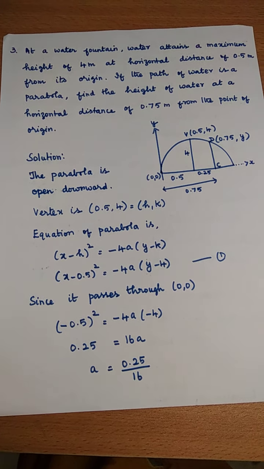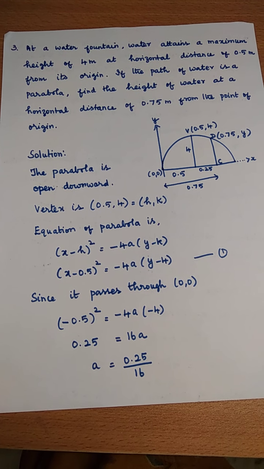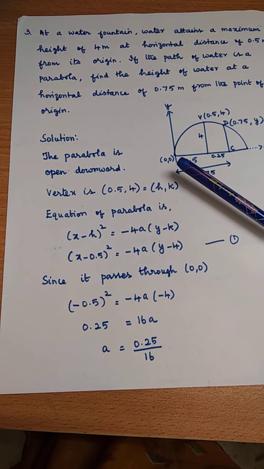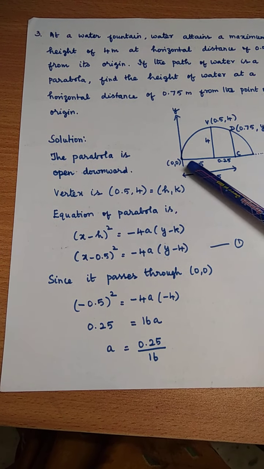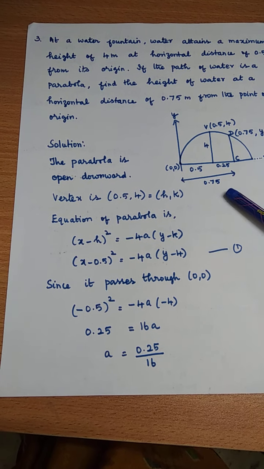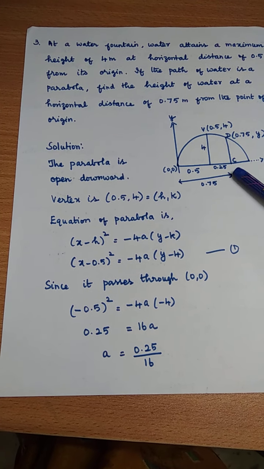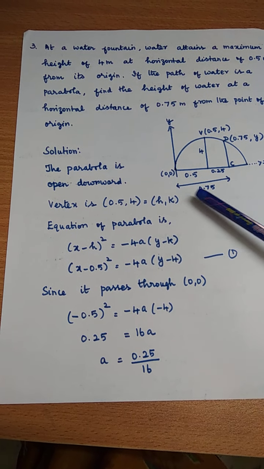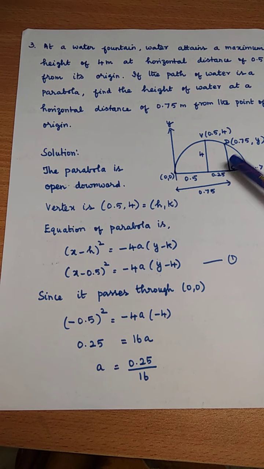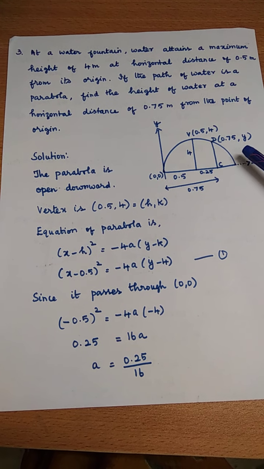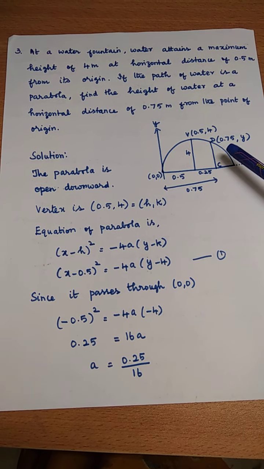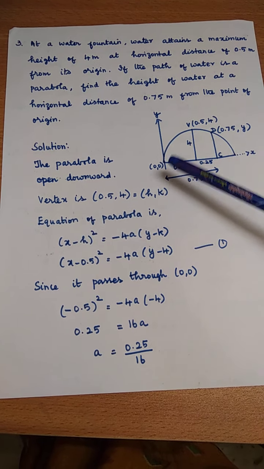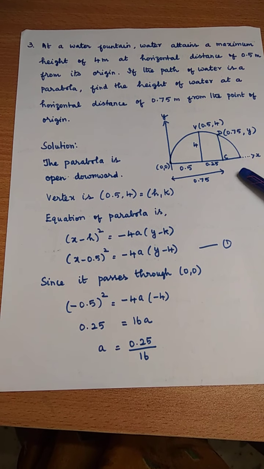I want to find height of water at a horizontal distance of 0.75 meter from the point of origin. From the origin at a distance of 0.75 meter, you want to find the height. Okay, CD we want to find. This is 0.75. This height only we want to find out. So the point D is 0.75, y. The parabola is open downward.